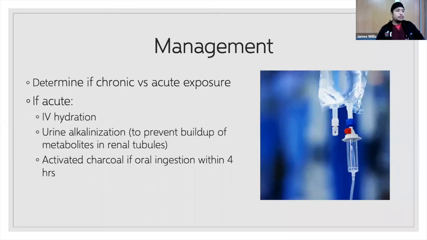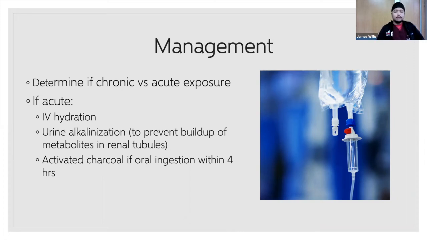In terms of the management, really the main thing for methotrexate toxicity is you want to determine if it's a chronic versus an acute exposure, right? If it's an acute exposure, then you're going to want to give them IV hydration and try to alkalinize their urine. Usually you alkalinize their urine by either starting them on a bicarb drip or inserting a few amps of bicarb into IV fluids and running that fluid.